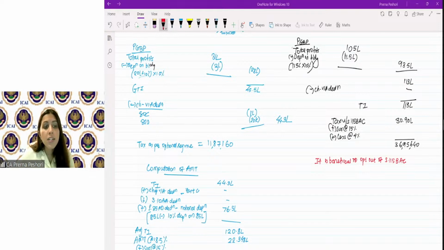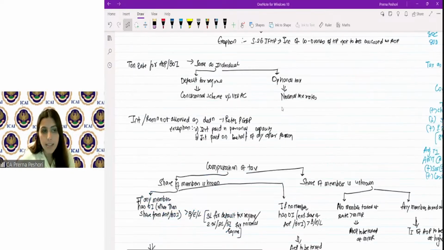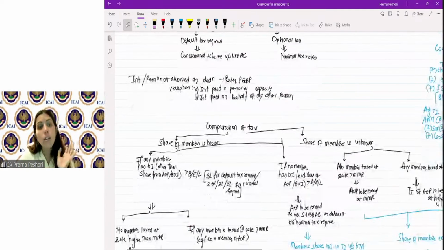Then we move towards the AOP and BOI, which I said that under AOP and BOI, it is assessed same as individual, which is you have the default tax regime as 115 BAC and the optional is the normal tax. And interest and remuneration is not allowed as deduction. That we have discussed under section 40BA while we were doing the PGBP. Now, the only exception is interest paid in personal capacity or paid on behalf of other person.